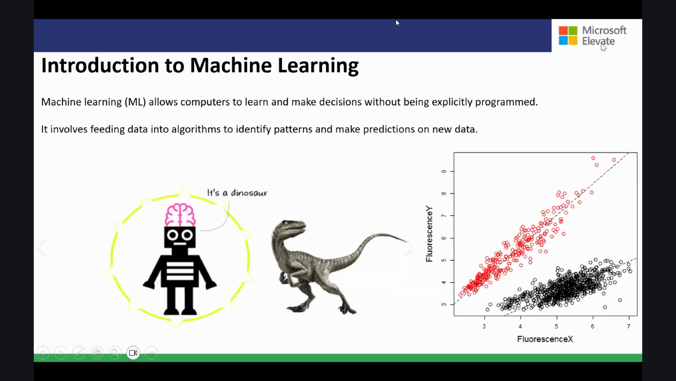And this is the definition of machine learning, guys. Machine learning allows computers to learn and make decisions without being explicitly programmed. It involves feeding data into algorithms to identify patterns and make predictions on new data. So it is as simple as this. We basically give the data to algorithms. When we say model, this model means algorithm. That's it. We give stuff to that algorithm to identify patterns.